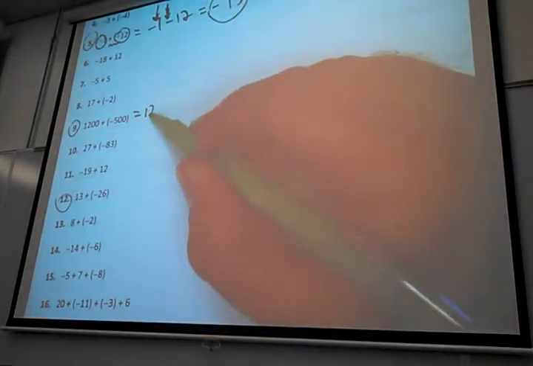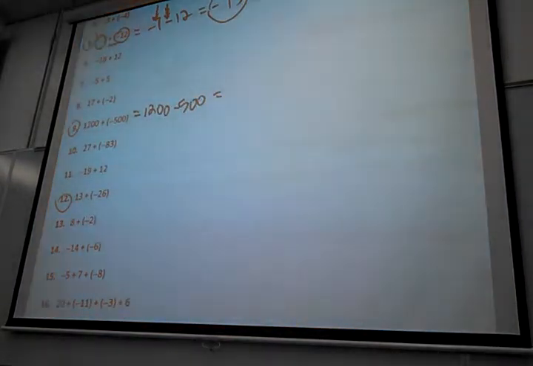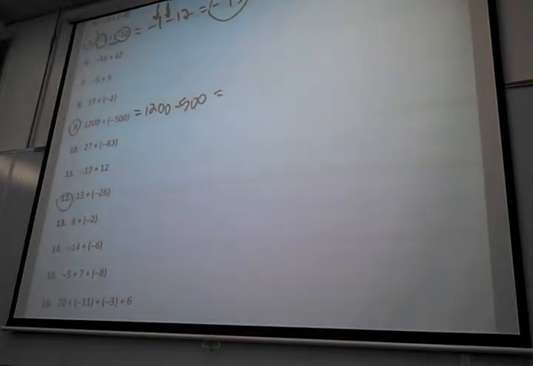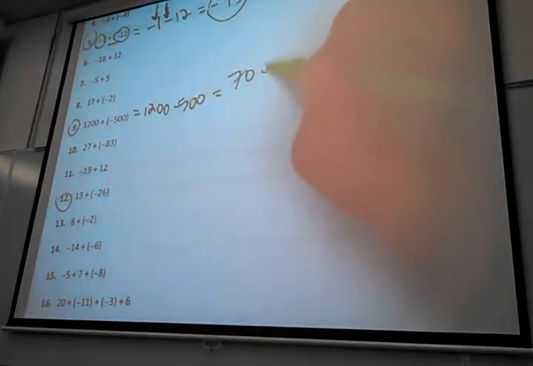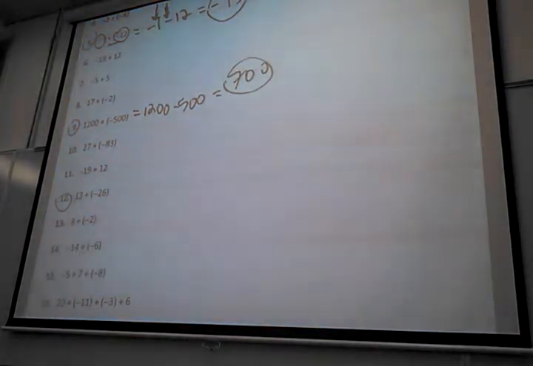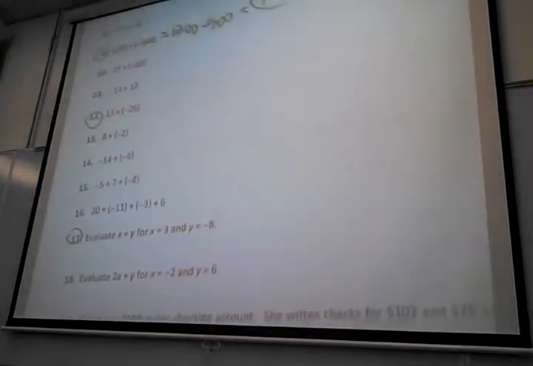Another way to write this is 1200 minus 500. Now which one of those numbers is bigger? So you know the answer is going to come out positive because the bigger number is positive. 1200 minus 500 is 700. So far so good? What about number 12?